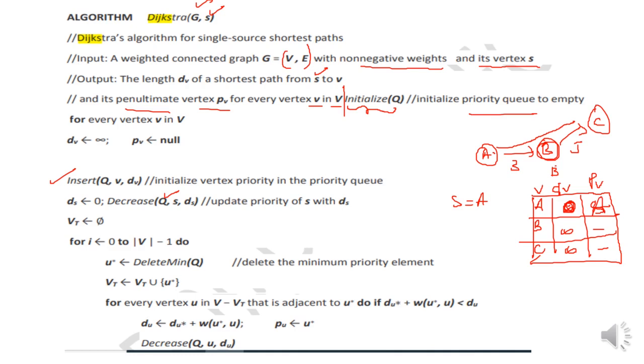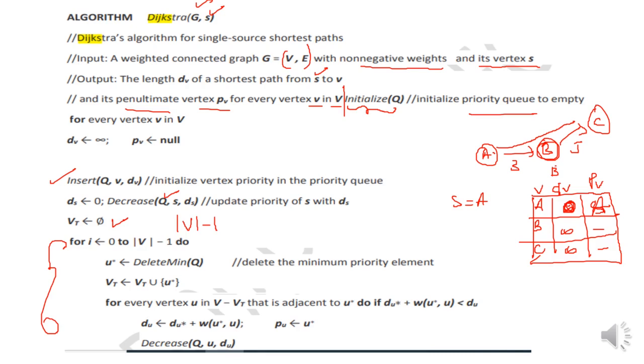Okay. Now initially the set of tree vertices is null. Okay. Now for i equal to 0 to V minus 1. So now it's our job of finding the shortest path begins. That's why I am going to take the steps number of vertices minus 1. Okay. u star equal to delete minimum of Q.